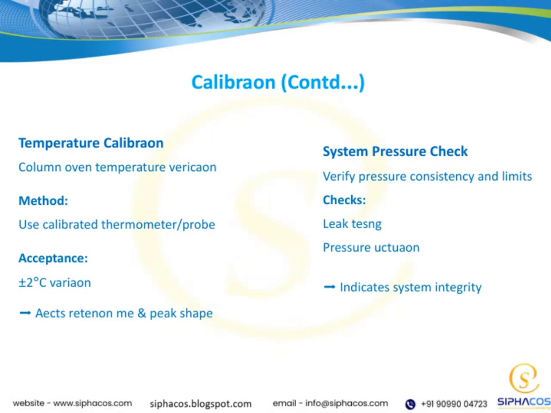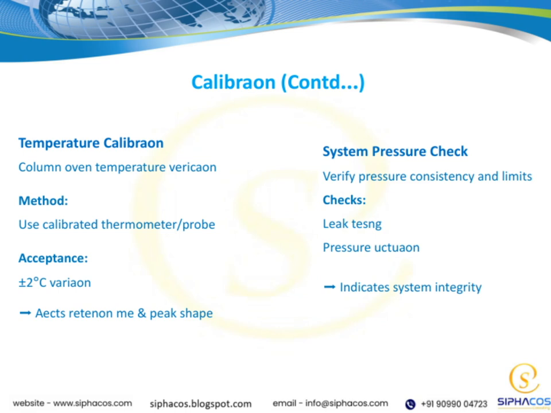Let's move on to the next critical aspect, system pressure check. First, we need to verify that the pressure remains consistent and within the specified limits. This involves conducting leak testing to ensure there are no leaks that could affect the system's stability. Additionally, we should monitor for any pressure fluctuations, as sudden changes can indicate issues. When these parameters are within acceptable ranges, it indicates that the system integrity is solid.